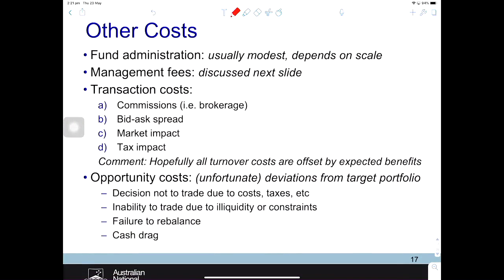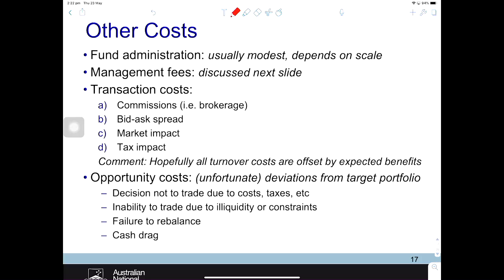Other costs in funds management for investors will be the fund administration. That's usually charged at a percentage, and up to some limit is going to be capped. So if you want to have a look at Colonial First State or even UniSuper, you will have some idea of how much they charge for the fund administration. And also the management fee is a percentage of the funds under management.